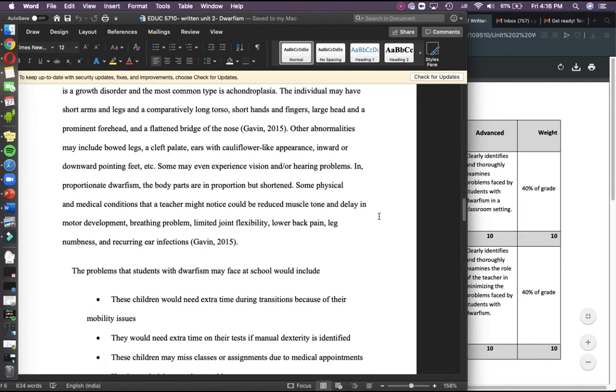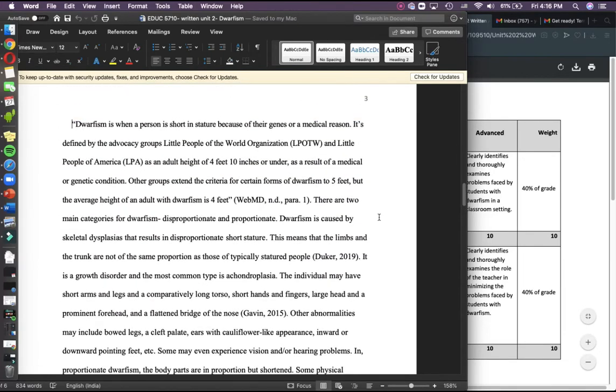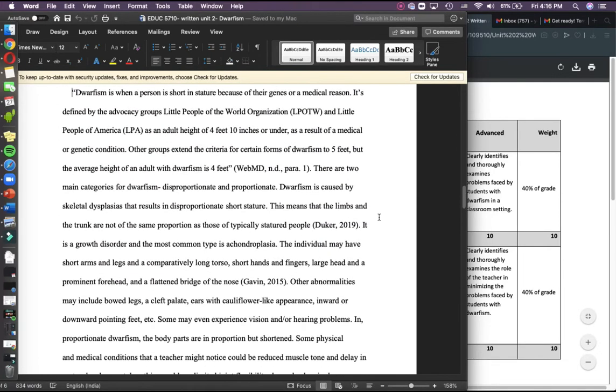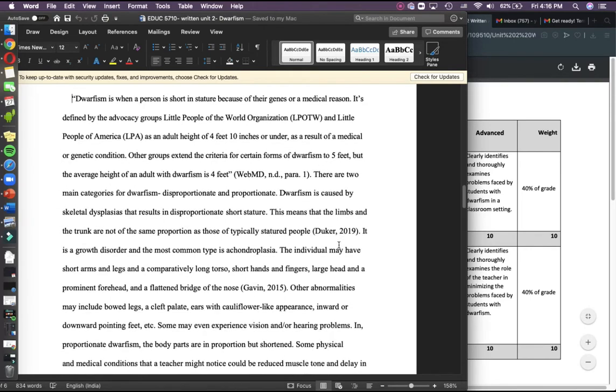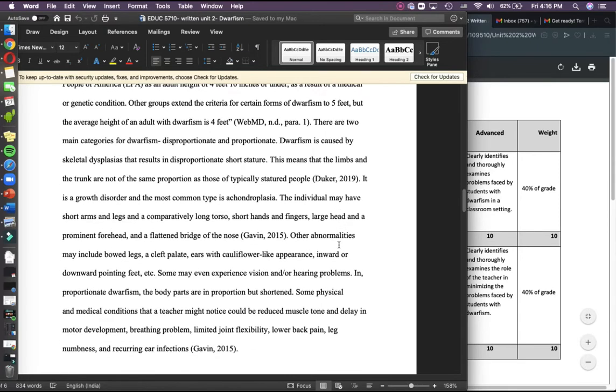So it looks like they used a lot of in-text citations, and they focused a lot on the problem, like the different consequences or effects of dwarfism at the beginning. And the question was to complete a report on dwarfism: how does it change the role of a teacher when they have students with dwarfism?